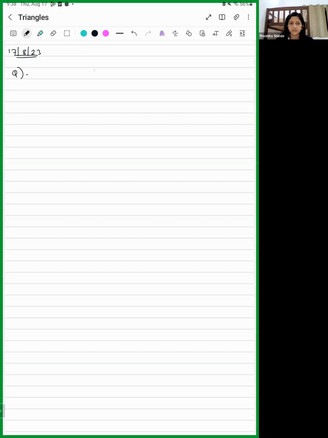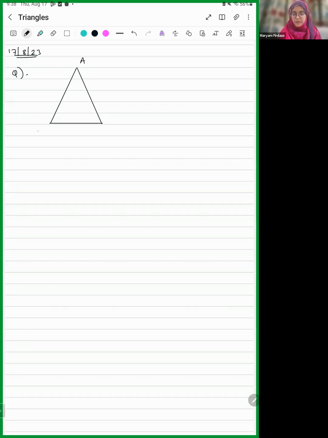All right. So over here we have a triangle. It's an isosceles triangle ABC, where AB is equal to AC. Okay, so this is given to us. What is given? AB is equal to AC.